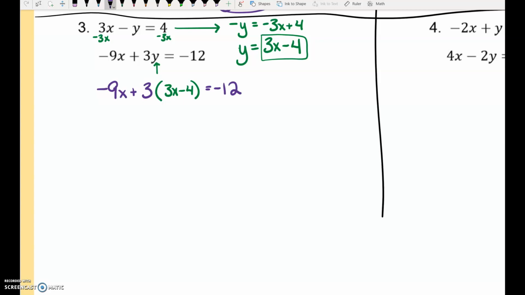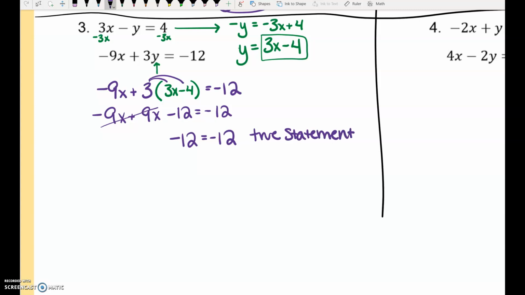Take a moment, distribute, start solving. And I'll actually just keep doing that with the camera rolling. Okay, when I combine like terms, -9x and positive 9x is 0. They cancel each other out. So I've got -12 equals -12. All of my variables went away. Does -12 actually equal -12? This is a true statement.